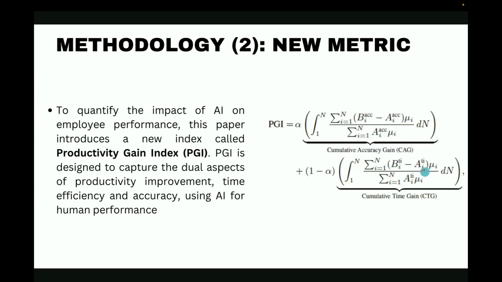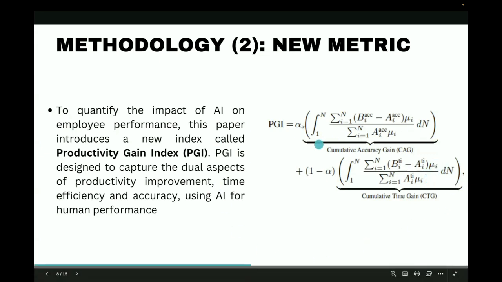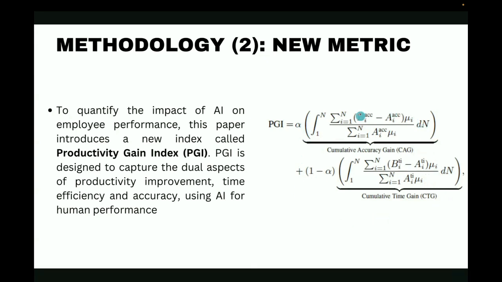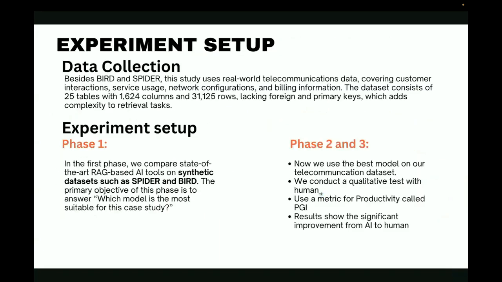To compute this one, we check the resources, how many resources we use for computation, and how many hours, how much time per query we have taken to execute one query. Combining them together with different weights, we come up with an index that can capture the dual aspects of productivity. The experiment is divided into three phases.